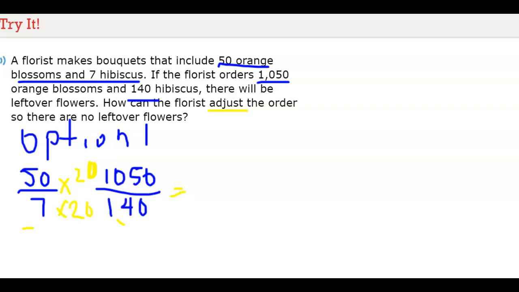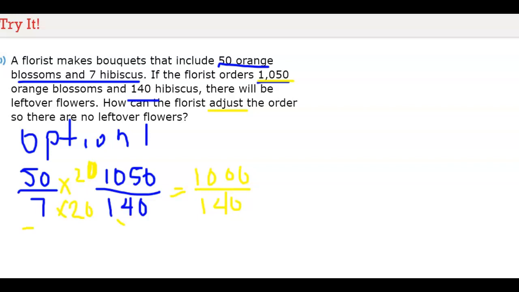So let's change that 21 to a 20, and then 50 times 20 would actually give us 1,000, and then 7 times 20 does still equal the 140. So the florist could adjust the number of orange blossoms from 1,050 to 1,000, and then that way there would be no leftover flowers.